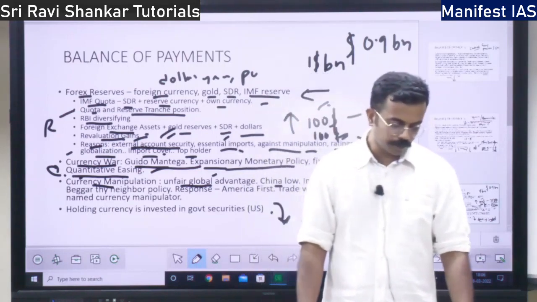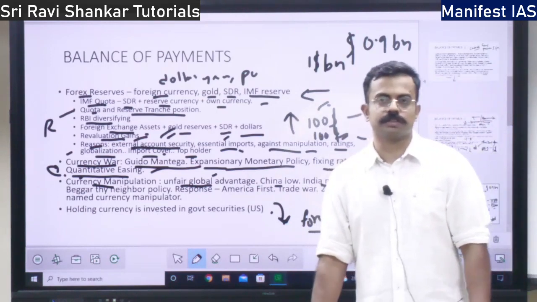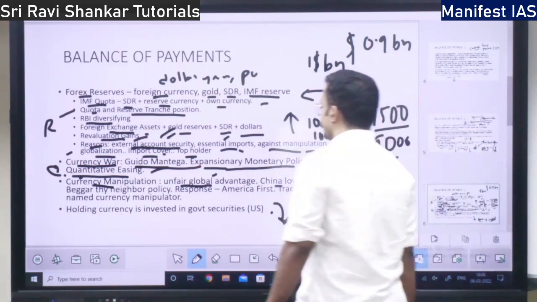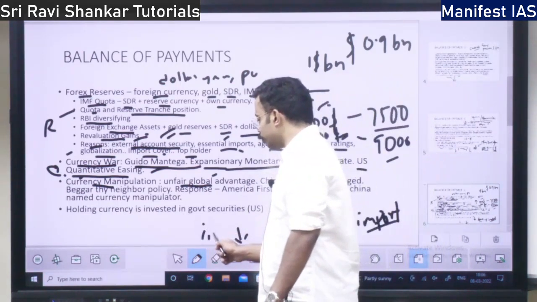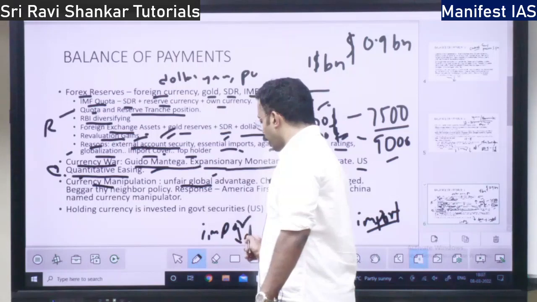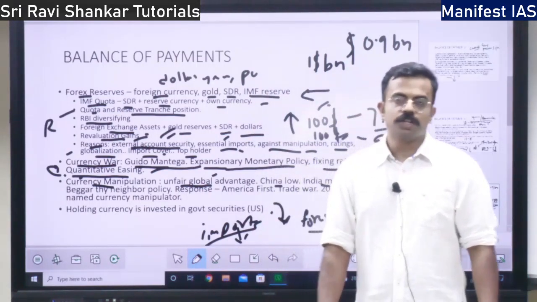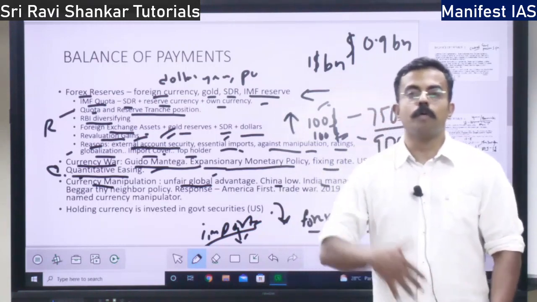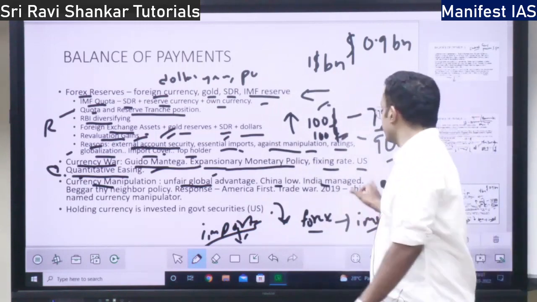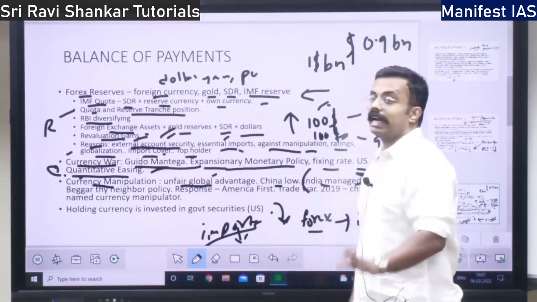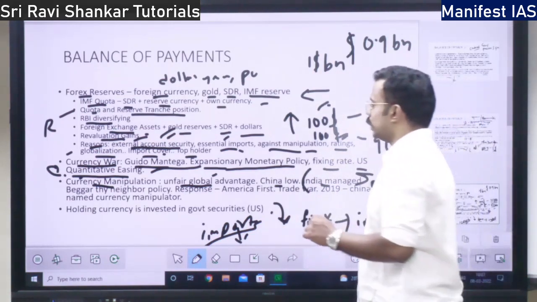Why? See, China doesn't depend on imports. It has most of the resources. But if India keeps its currency low, it will impact our imports. We cannot import oil and other essential medicines and other things, right? So we can neither overvalue our currency nor undervalue our currency. We have to manage our currency at an optimum level. That is, India manages its currency.